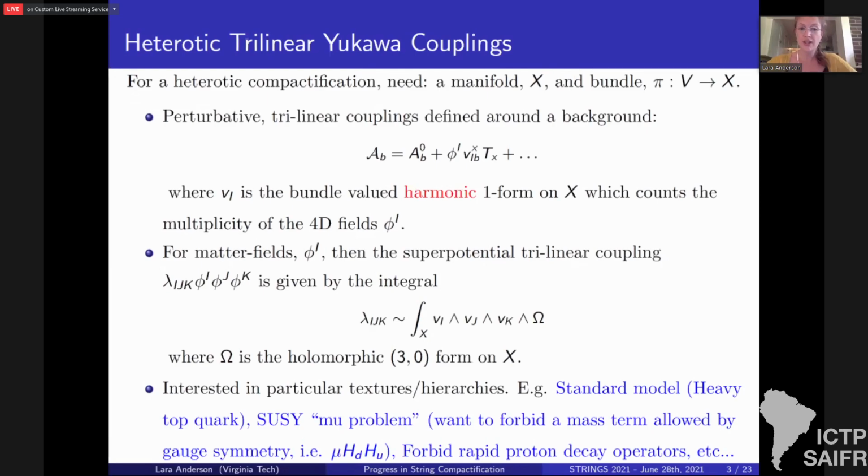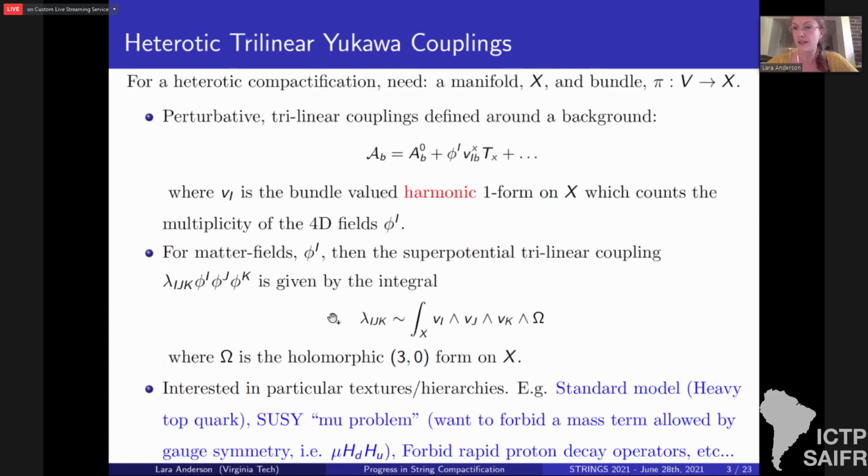It's well established then that if you ask how do those fields couple to one another via the superpotential, then the trilinear couplings have a simple form in terms of integrals of these harmonic forms over the background manifold. I'm going to start saying Calabi-Yau here, as the simplest class of geometries, but we'll broaden that out later in the talk. So for example, in a Calabi-Yau background, we have an integral of 3 harmonic forms wedged together with a holomorphic 3-form. And in principle, this gives you the coefficients of the trilinear couplings.